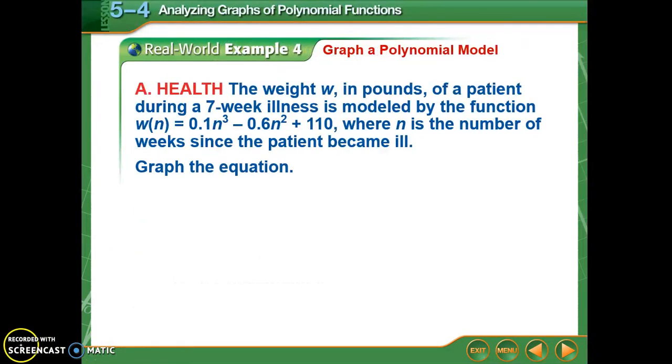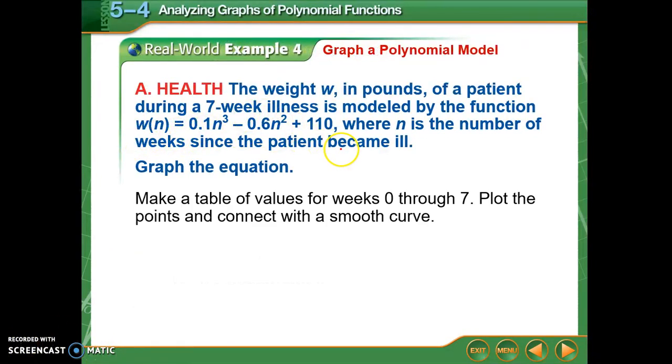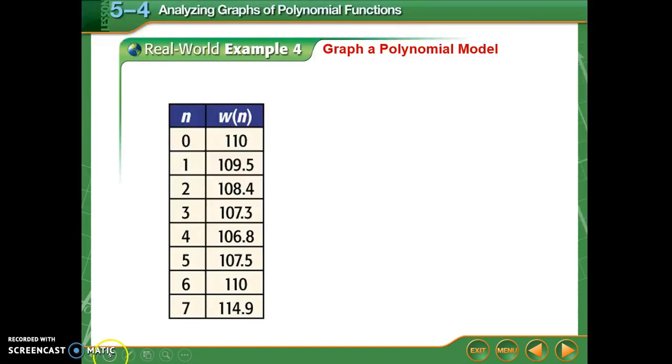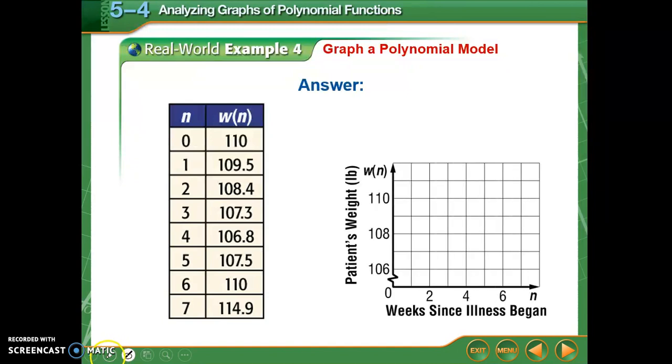All right, let's take a look at this last example. Here we have a polynomial function that's modeling the weight of a patient during a 7-week illness. We're going to make a table of values for weeks 0 through 7, and we're going to graph just like we did in the previous examples. So there's our table of values. Obviously with this you should be using a calculator to get your decimal values. When you graph, here are what your points look like for weeks 0 through 7. So our polynomial function looks a little bit like this. We don't need to graph the part to the left of 0 because you can't be sick for negative weeks.